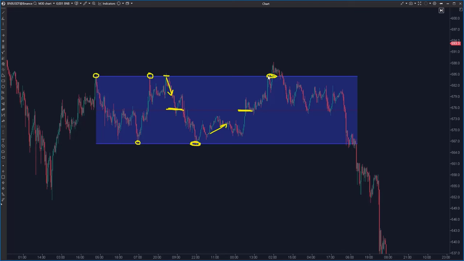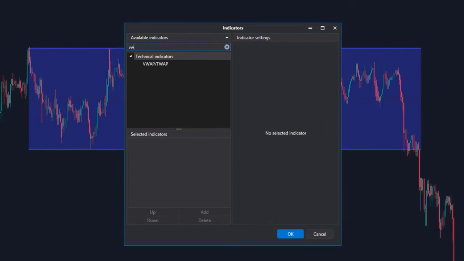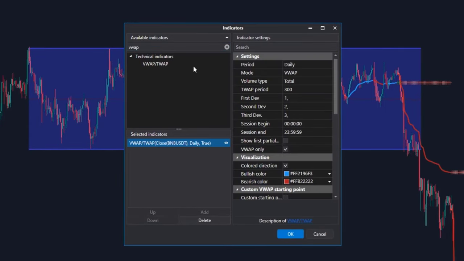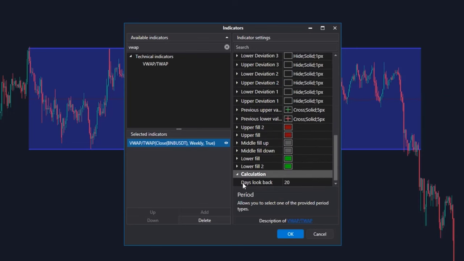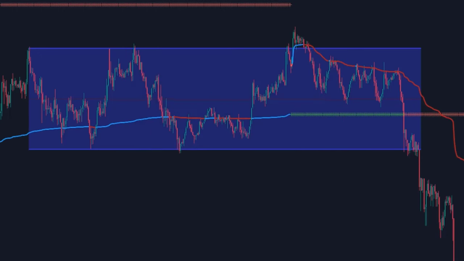You could be wondering how you recognize that the parallel channel is still valid. You can use an indicator called VWAP as a guide. I'm going to indicators, looking for VWAP, adding it to the chart and setting it to weekly. Now I need to increase the number of days looking back. Let's increase this to 200. If the center line of the VWAP is straight, like this, without any significant movement, it indicates equilibrium, and the price is likely to return to the center line of the VWAP or to the opposite side of the channel.